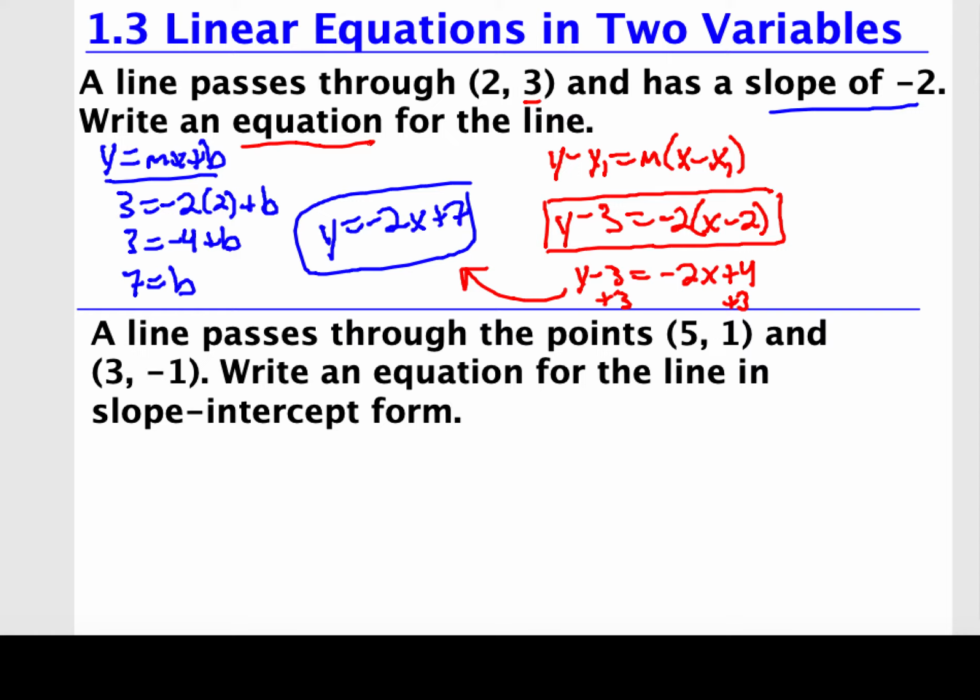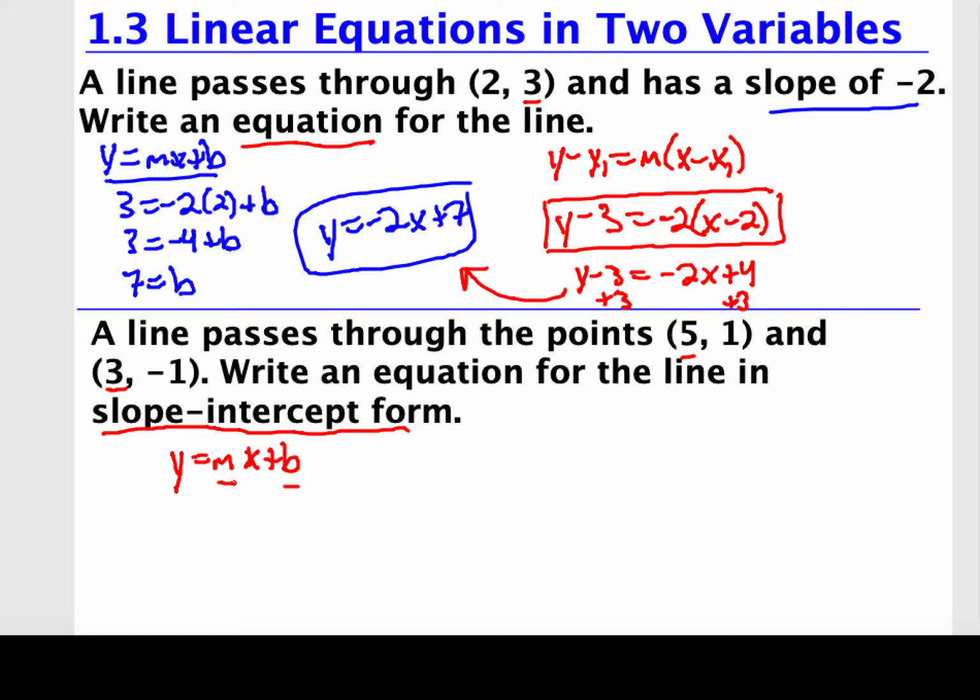Now you'll notice in the second problem here, we specified slope-intercept form. Slope-intercept form again being y equals mx plus b, which means we're going to need to know the slope and we're going to need to know the intercept. Noting that looking at our 2 points, I definitely don't have the y-intercept. I don't know when x is 0. I know when x is 5, y will be 1, and I know when x is 3, y is -1. I don't know what y will be when x is 0. So we need to find that y-intercept. I'm also going to need to find the slope.